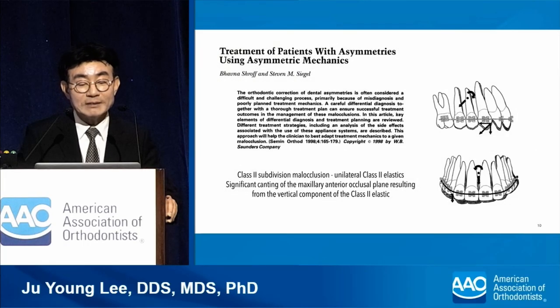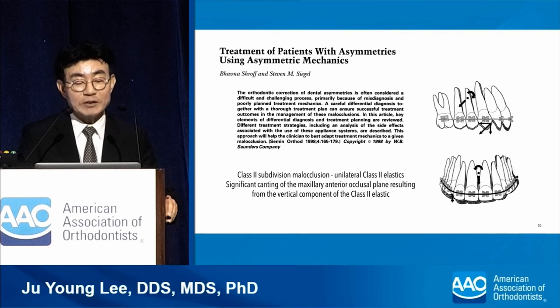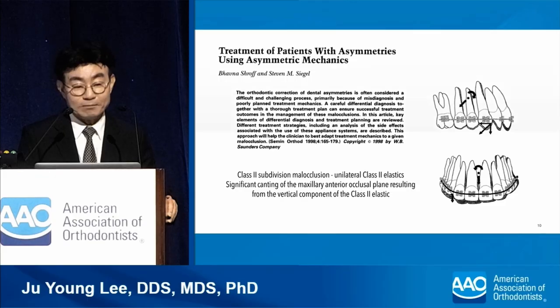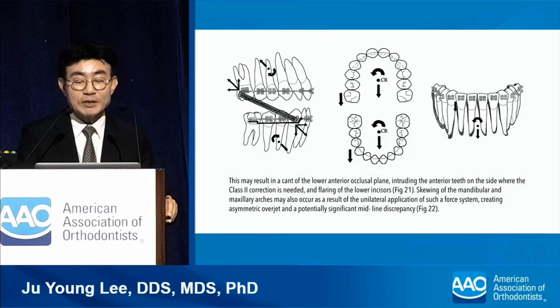Dr. Shuroff and Siegel reported unilateral class 2 elastics used for asymmetric mechanics may result in canting of the maxillary anterior occlusal plane. Unilateral application of the pushing force can also cause asymmetric overjet or severe midline discrepancy, as well as skewing of the maxillary and mandibular arches.